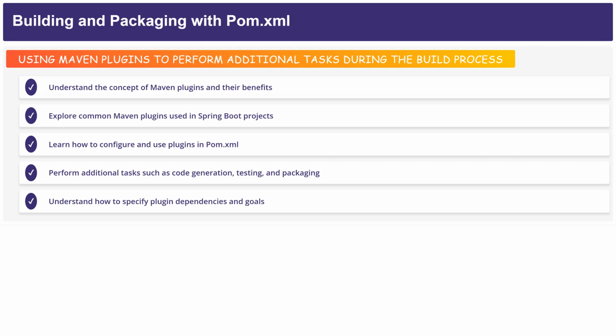In this segment, we will explore the concept of Maven plugins and their benefits. We will discuss common Maven plugins used in Spring Boot projects and learn how to configure and use them in pom.xml. Additionally, we will cover how to perform additional tasks such as code generation, testing, and packaging using these plugins. We will also understand how to specify plugin dependencies and goals.